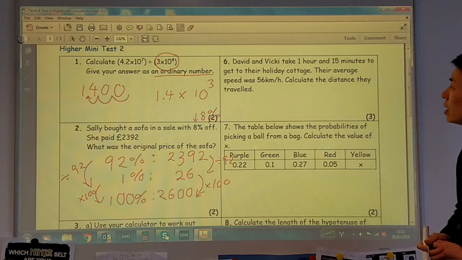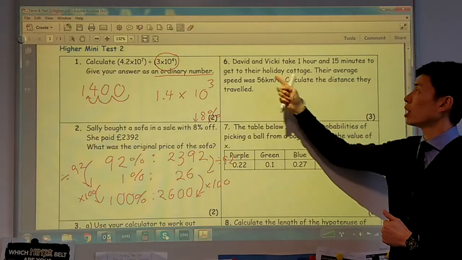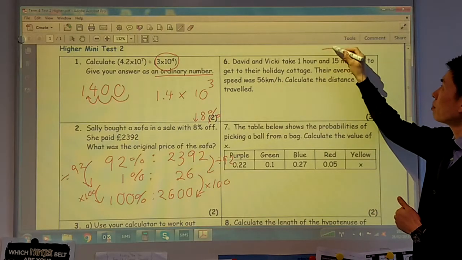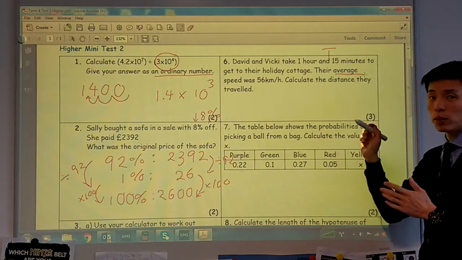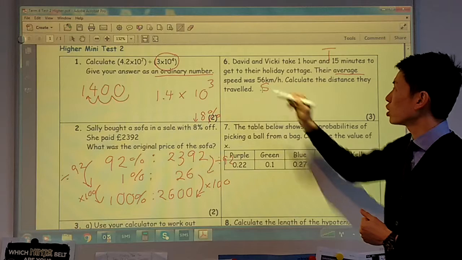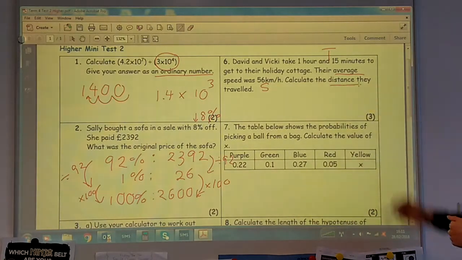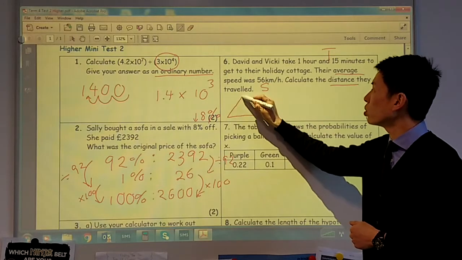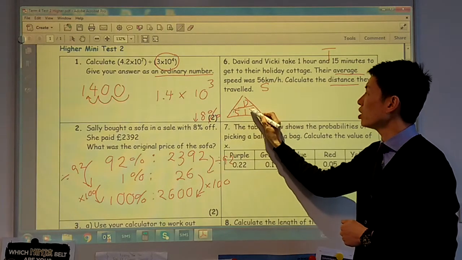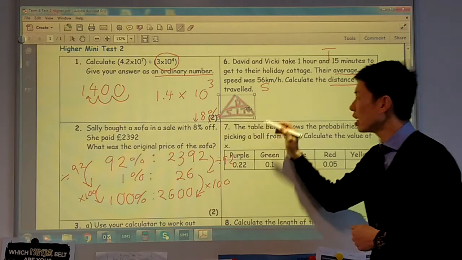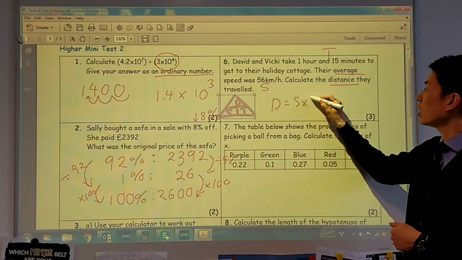Question 6. David and Vicky take 1 hour and 50 minutes to get to their holiday cottage. So this is time. Their average speed is, very important, not just speed, an average speed, 56 km per hour. So I need to find the distance. Distance is equal to speed times time. These are my initials, so it may be easier to remember as DST. D equals S times T.